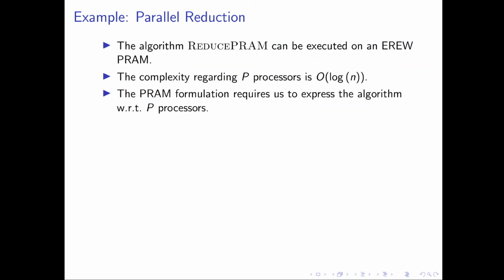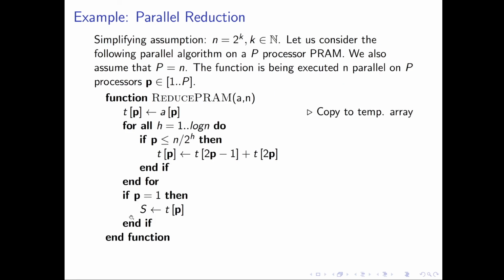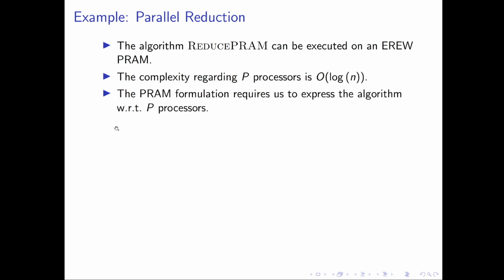A few remarks. This algorithm can be executed on an EREW PRAM. The complexity on the PRAM is log n. The asymptotic number of parallel steps that our algorithm takes is dominated by this for loop, and thus we use log n operations. What we can also see is that the PRAM formulation requires us to express this algorithm with respect to P processors.